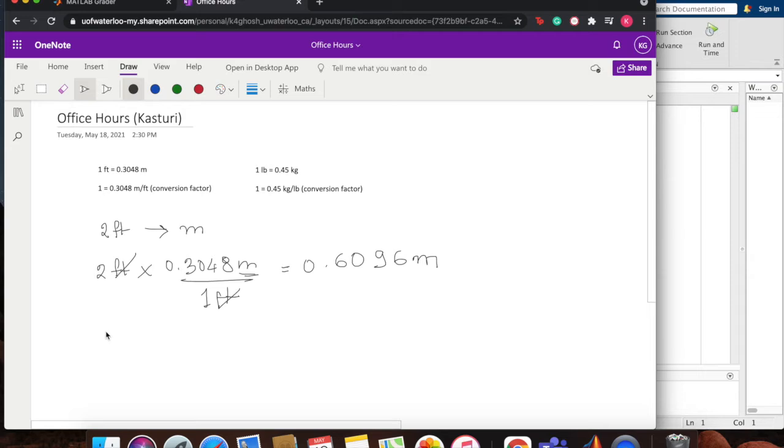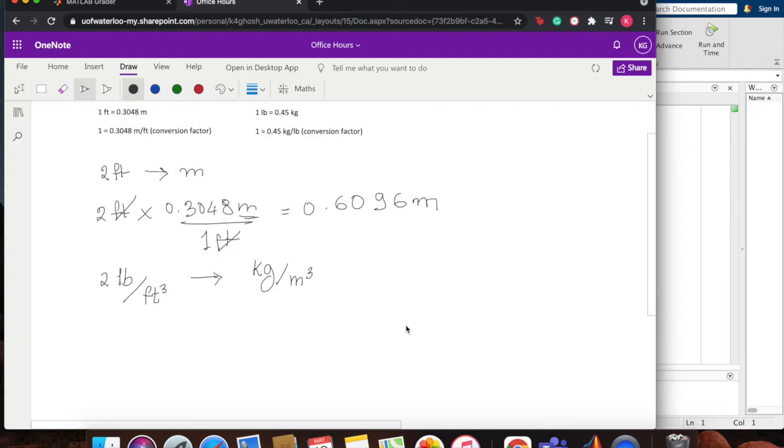Now suppose I need to convert 2 pounds per feet cube, and I need this converted to kgs per meter cube. How would I do this? I'm going to write my 2 pounds per feet cube and multiply this by a conversion factor, because first I'm focusing on converting the pounds to kgs. So I'm going to write 0.45 kgs divided by 1 pound. I have successfully converted my pounds to kgs because these pound values get cancelled, right?